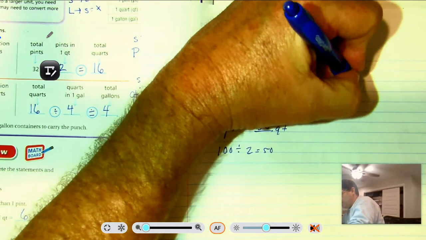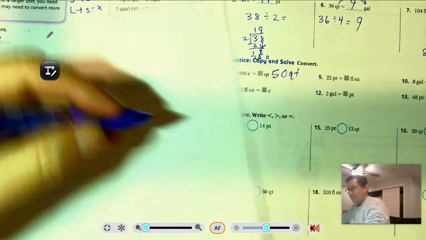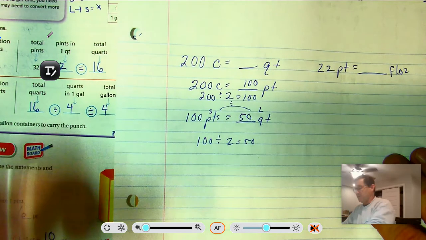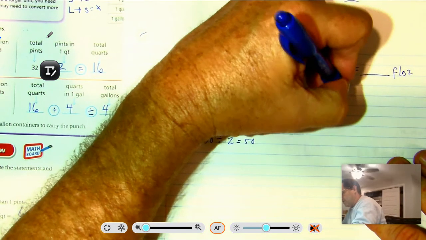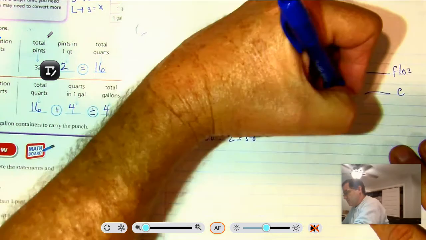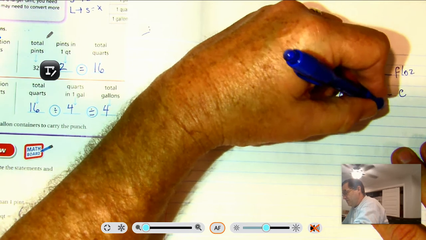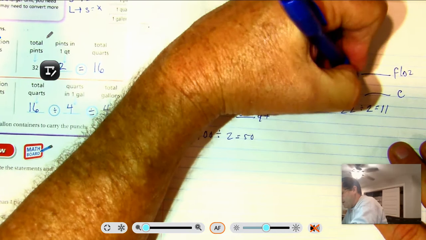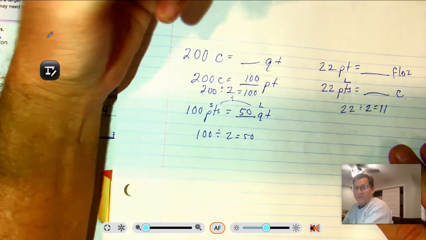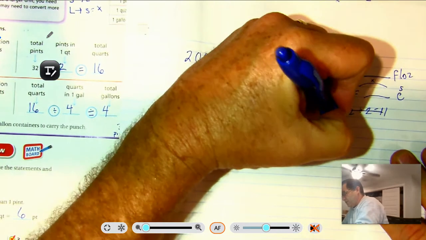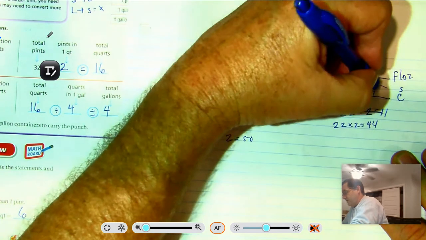So let's change the 22 pints. Change the pints into cups first. So 22 pints into cups first, and then cups into fluid ounces. So we're going to take 22, and we're going to divide by 2. So we'd have 11 cups. I'm sorry. I don't know why I divided. Let's go back. Pints are larger than cups. So we have to multiply. So 22 times 2 would be 44 cups.